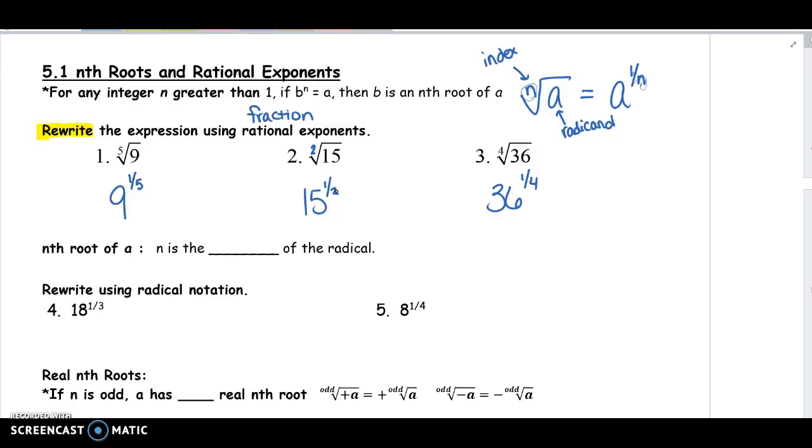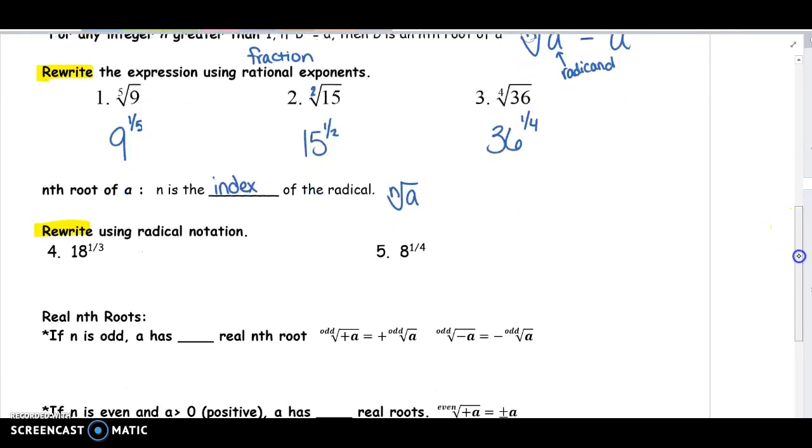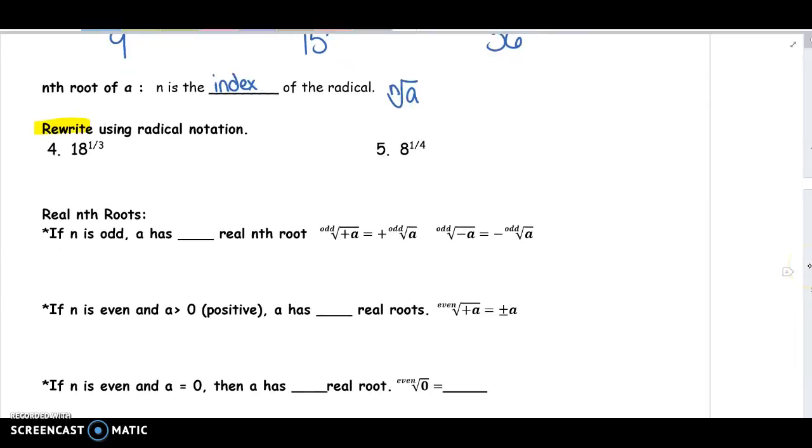Okay, the nth root of A. N is the index of the radical. They're just trying to get you used to that terminology, the nth root of A. The next examples: rewrite using radical notation. So this time it's written with rational exponents. We need to rewrite it with radicals. So 18 raised to the 1/3 would be the 3rd root of 18. Number 5 is the 4th root of 8.